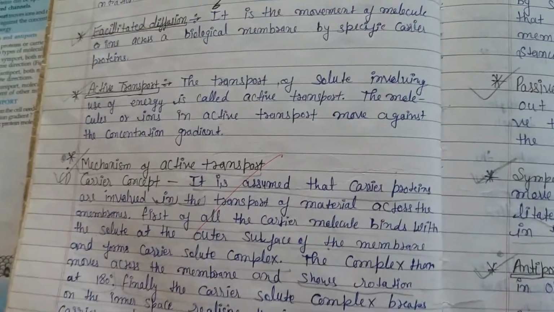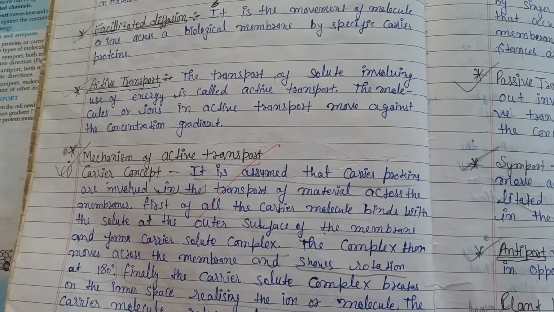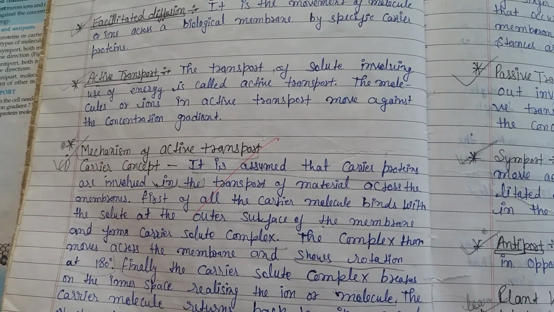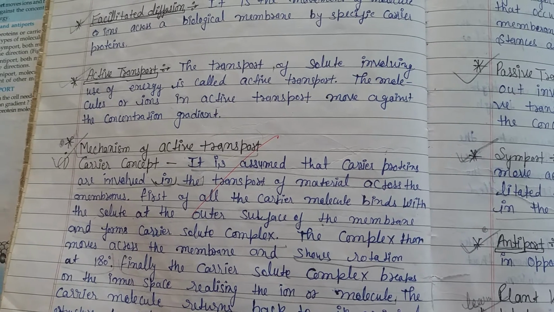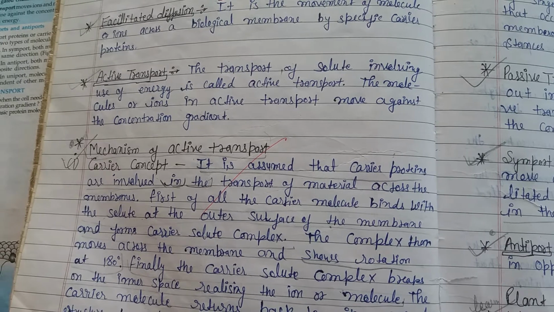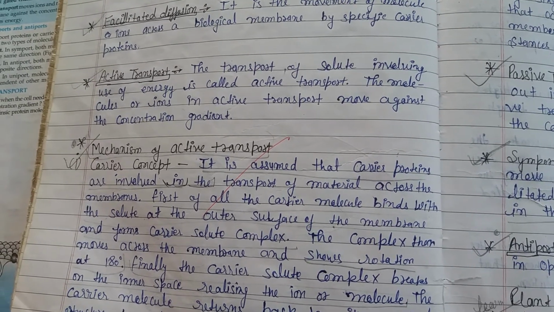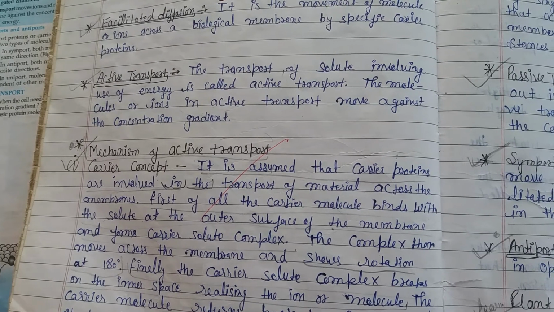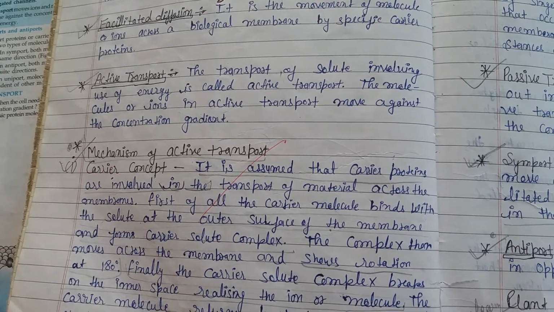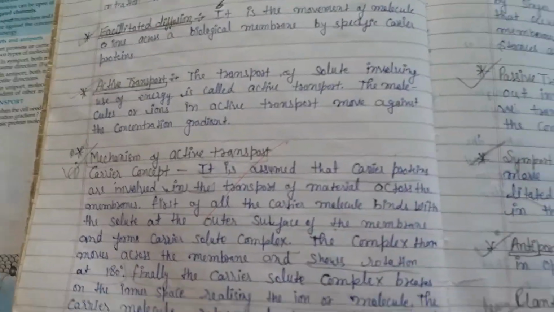First one is active transport. So what is active transport? The transport of solute involving use of energy is called active transport. The molecules or ions in active transport move against the concentration gradient. Where the energy is required, this is known as active transport.